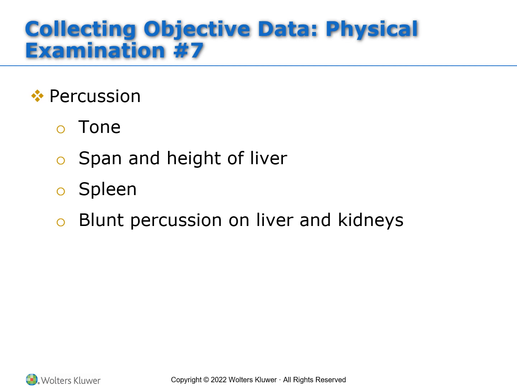All right, blunt percussion on the liver and the kidneys. Again, this is going to help you determine any tenderness of the kidneys. Sometimes they can be difficult to palpate, so you'll percuss the liver by placing your left hand flat against the right lower anterior rib cage and using the ulnar side of your fist to strike your hand.